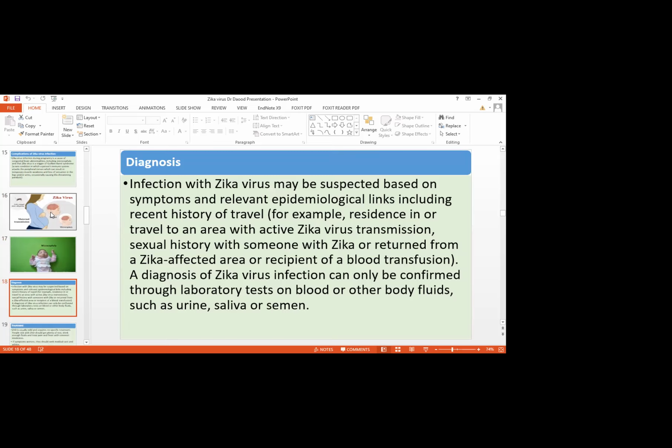Diagnosis of Zika virus is based upon symptoms and relevant epidemiological links, including recent history of travel to an endemic area. For example, residents in or travel to an area with active Zika virus transmission, sexual history with someone with Zika or return from a Zika affected area, or recipient of blood transfusion. All of them may cause Zika virus transmission, and diagnosis of Zika virus infection can only be confirmed through laboratory tests on blood or other body fluids, such as urine, saliva, or semen.